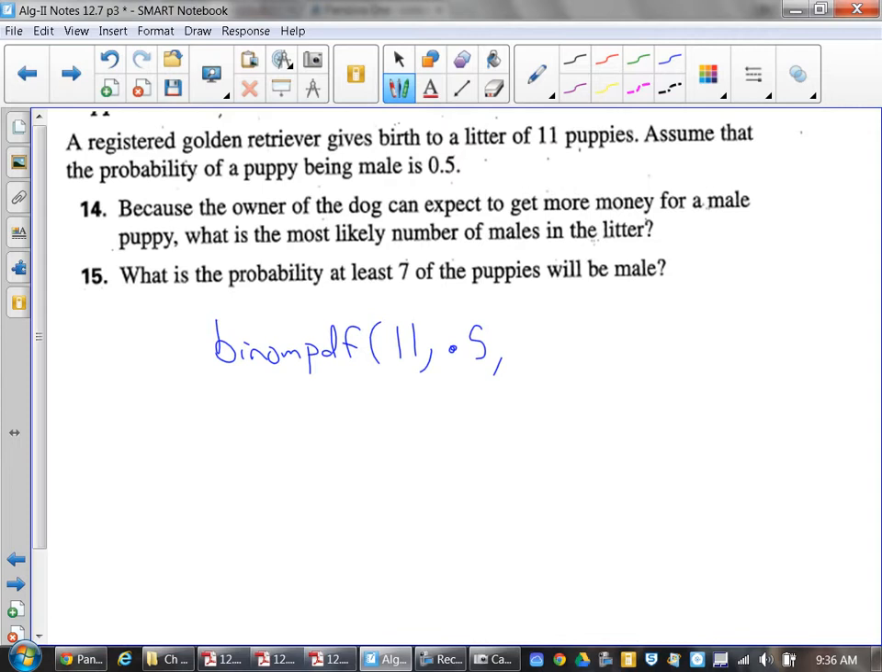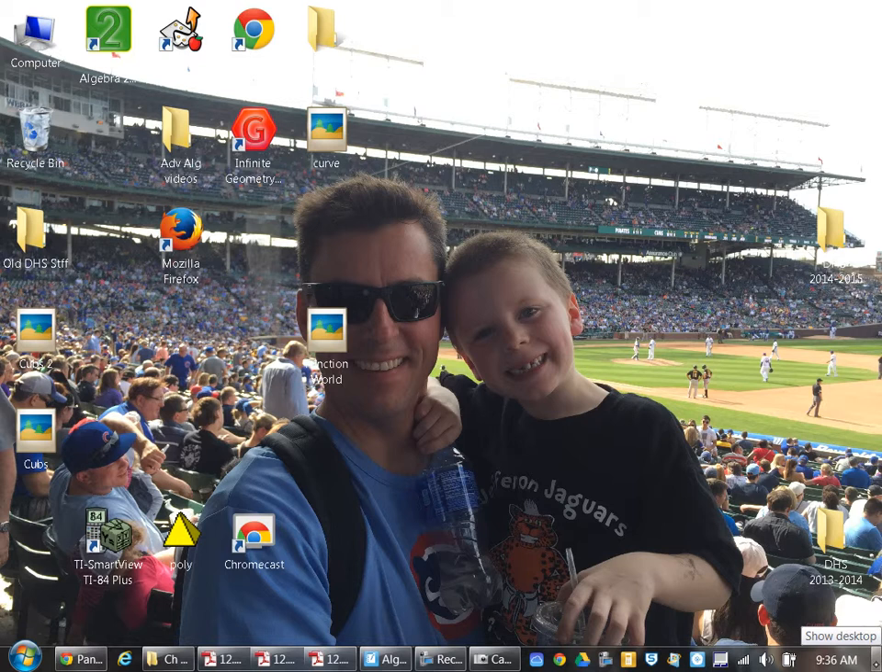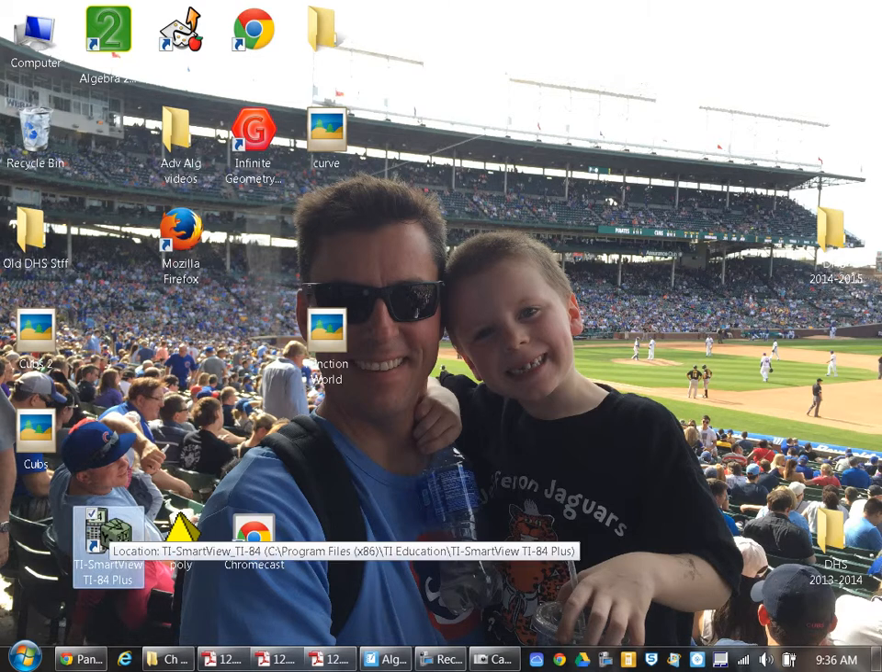Bino PDF was just 2 values. That's right. It was just the 2 values. So in our calculator, sorry, I had to restart my whole calculator again. That was the day before death.